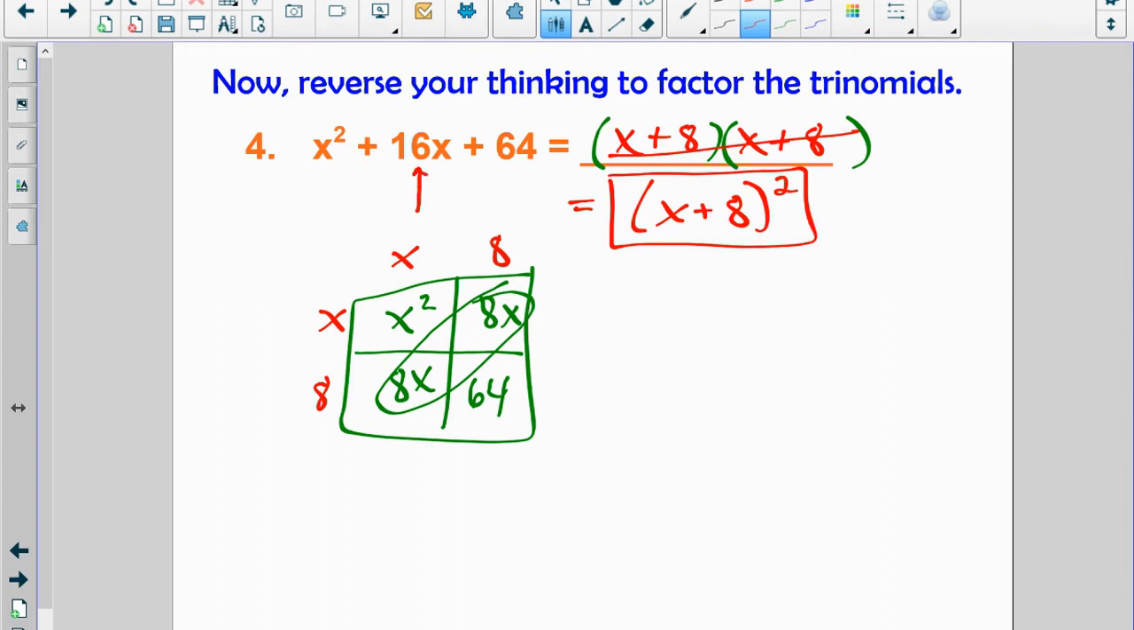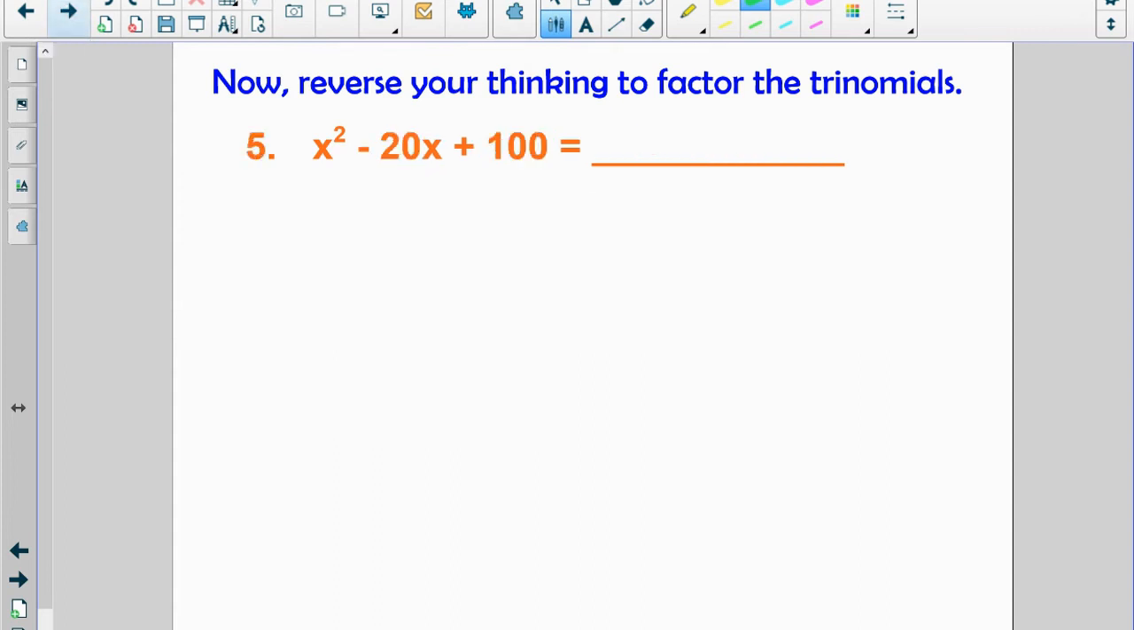And look at that relationship between the 8 and our answer here, our binomial factor, and the 16 and the 64. When we take that 8 and double it, we get 16. But when we take the 8 and square it, 8 times 8, we get 64. That's the pattern that we're looking at today. That's our special factoring. So here's number 5. The only difference on number 5 is that we have subtraction on the second term. X squared minus 20x plus 100.